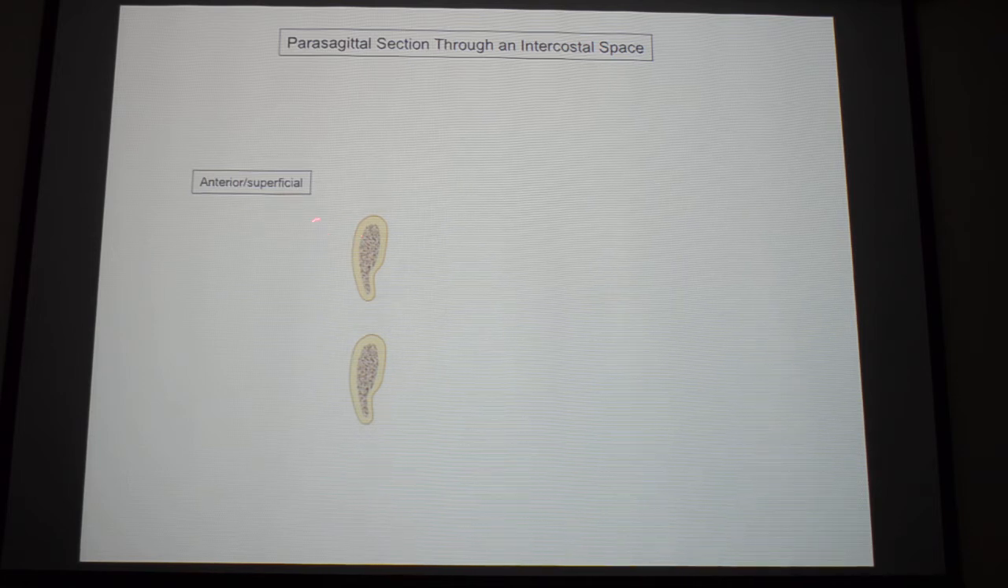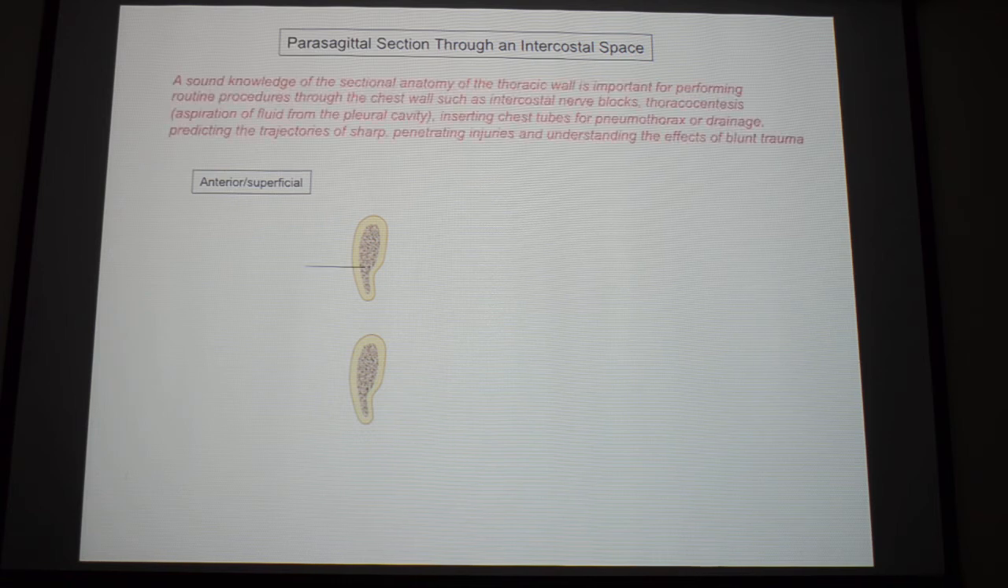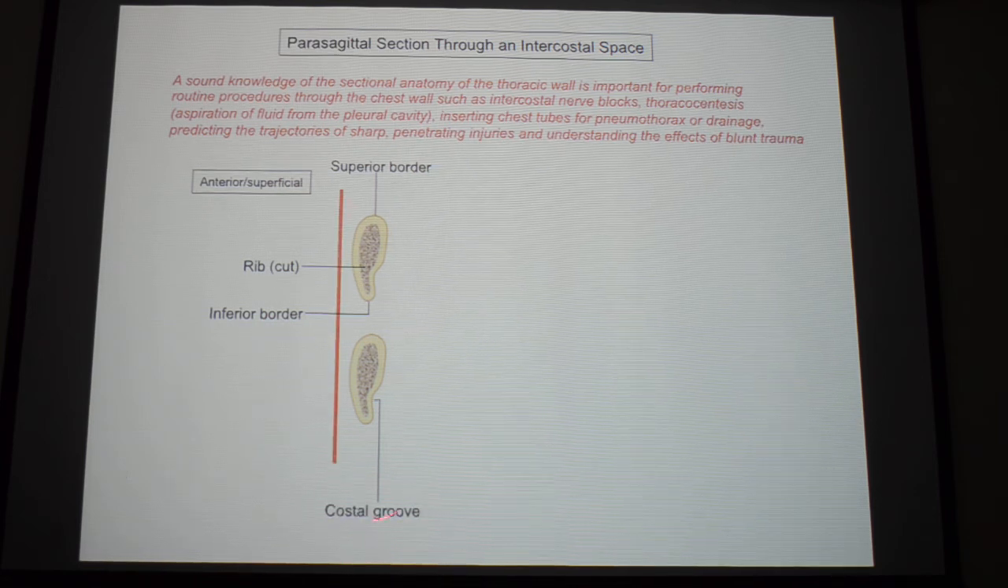So we are looking at a rib above and a rib below, right? Each rib has a superior border and an inferior border. Clear? And now there was a notch, and we said that this notch contains the neurovascular bundle. When we use the word neurovascular bundle, neuro stands for nerve, and vascular means artery and vein. So we have this costal groove. And this red line is demarcating the skin.